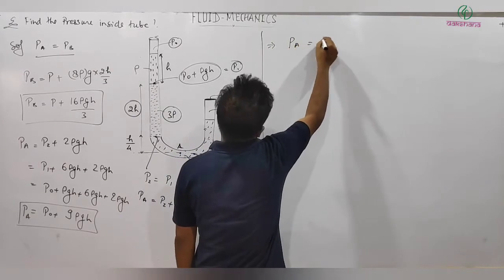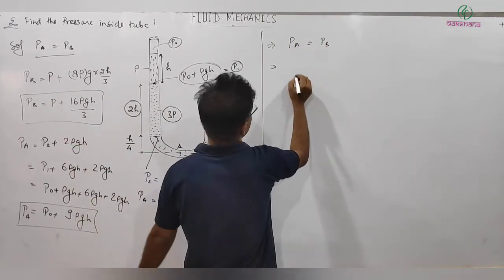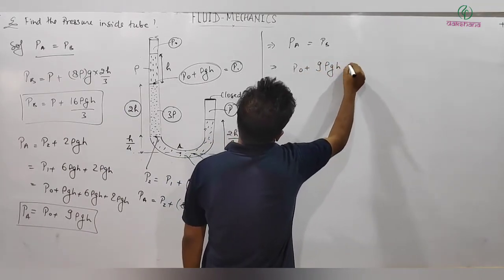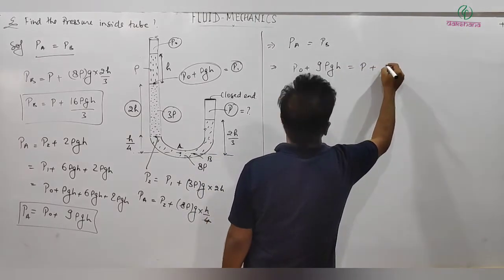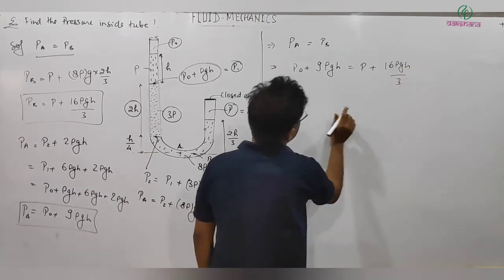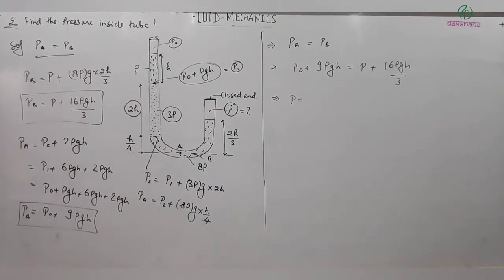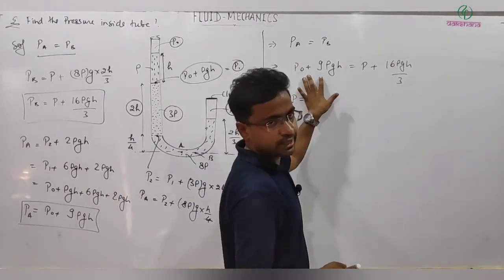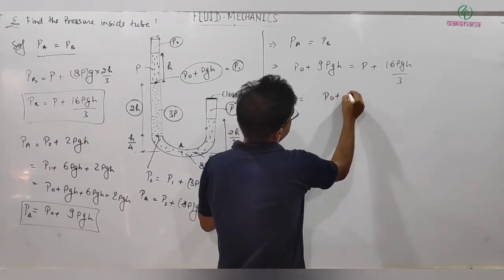Now because A and B are at the same level in the same fluid, I can equate PA must be equal to PB, and this implies PA is equal to P0 plus 9 rho G h should be equal to PB, that is P plus 16 rho G h by 3. Simplifying it, P is coming out to be, okay, on simplifying this, we got finally this step.